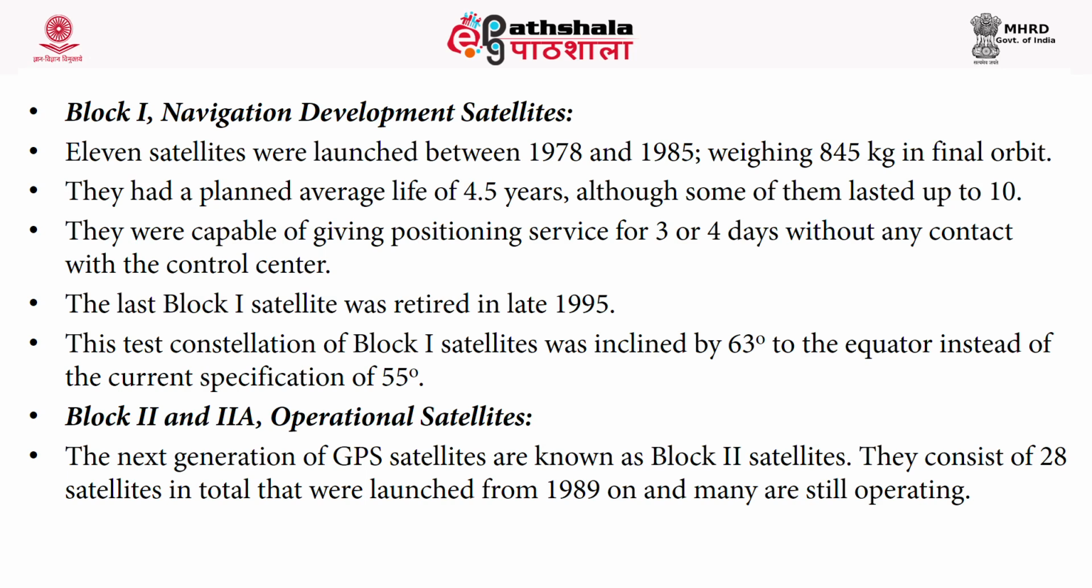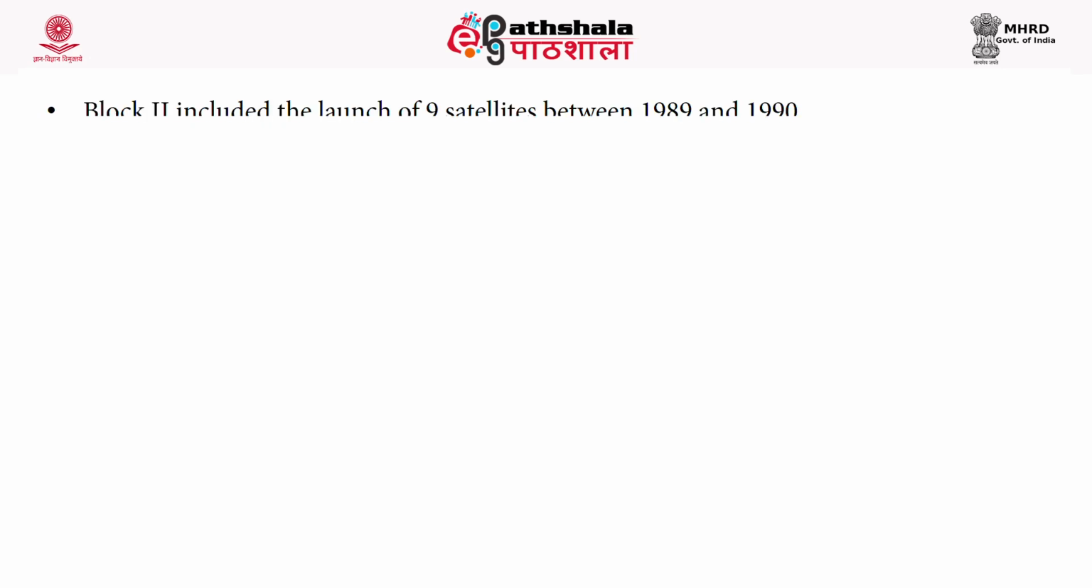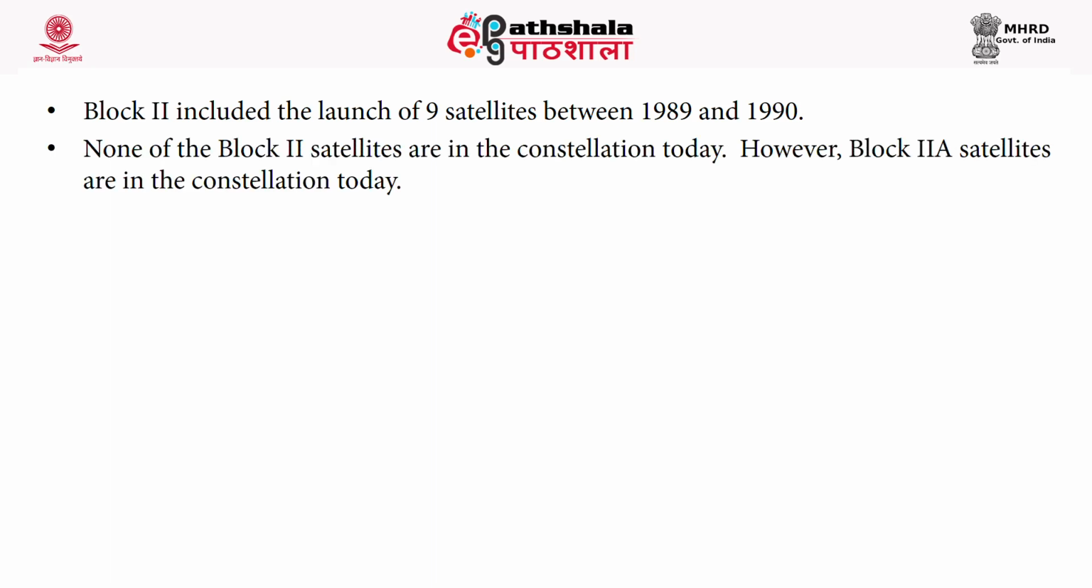They consist of 28 satellites in total that were launched from 1989, and many of them are still operating. Block 2 included the launch of 19 satellites between 1989 and 1990. None of these satellites are in the constellation today. However, the satellites of Block 2A are in the constellation.